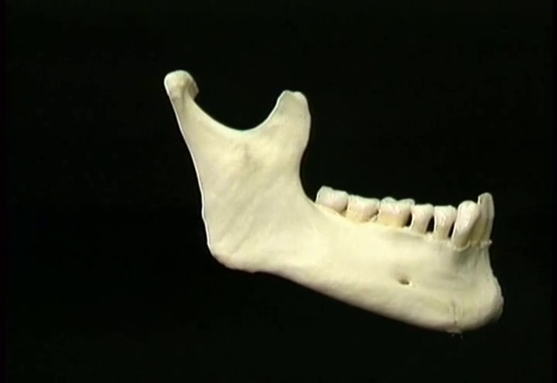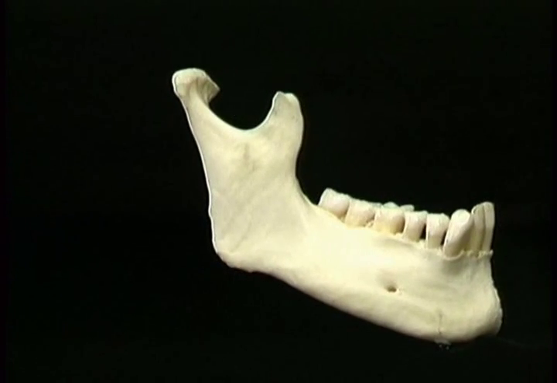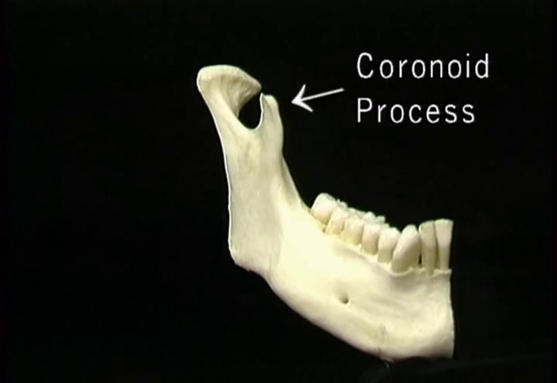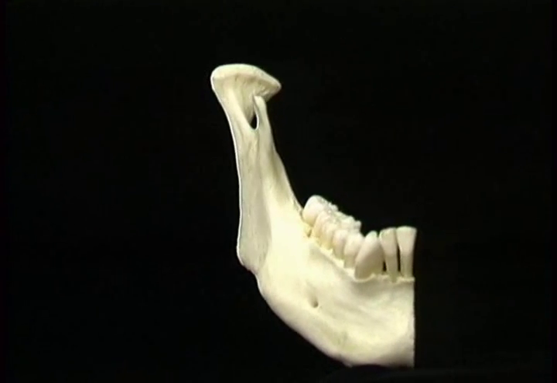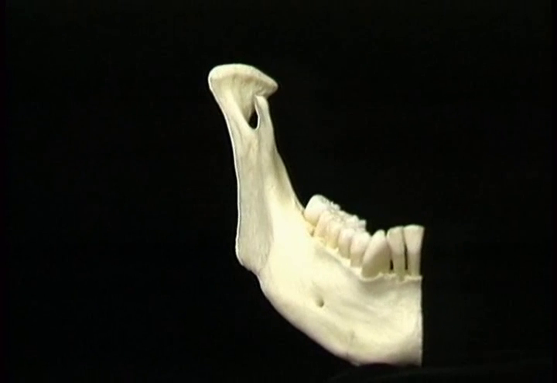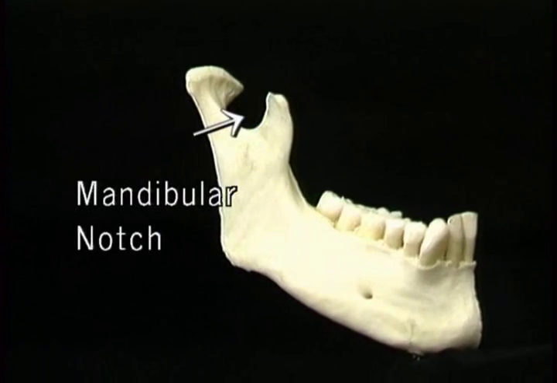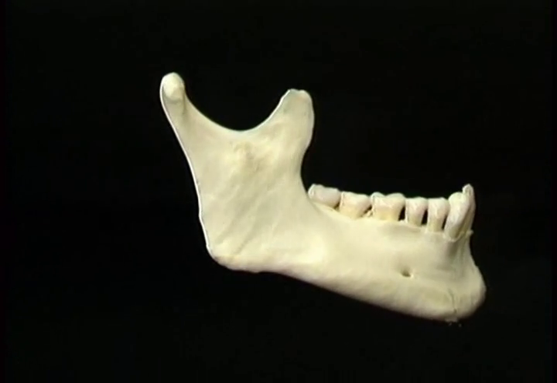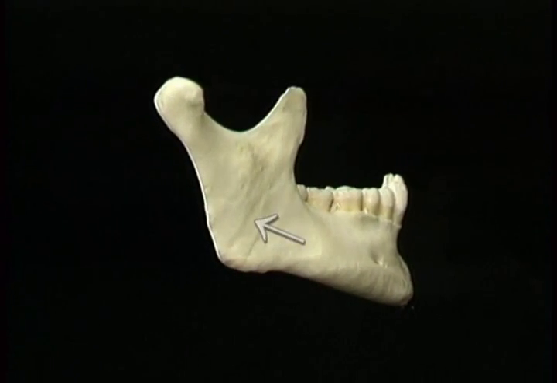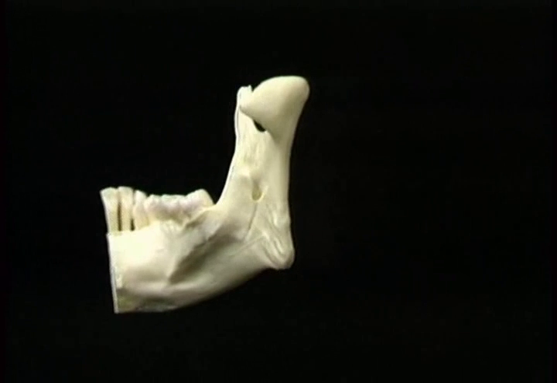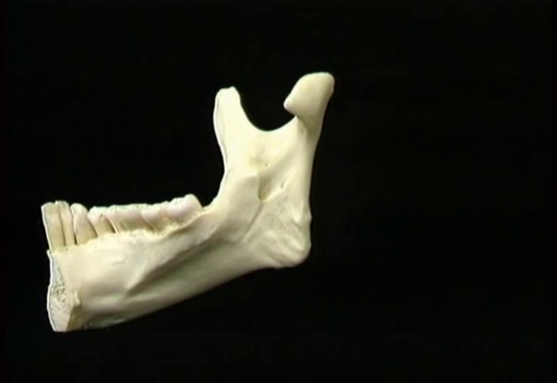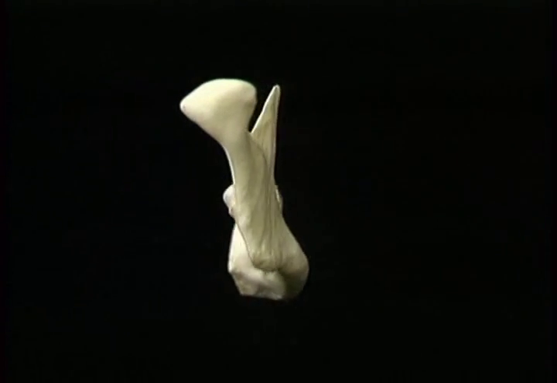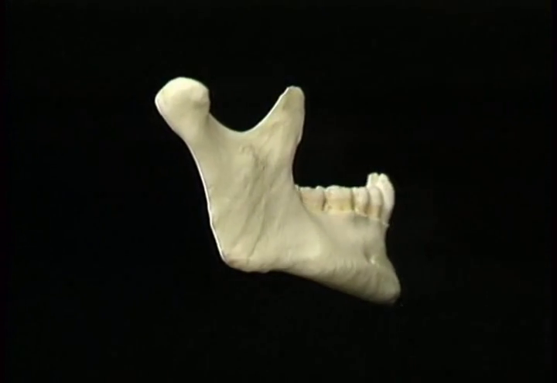The narrowing below the condyle is the neck. The sharp, slender projection in front of the condyle is the coronoid process, a major muscle attachment, as we'll see. The dip between the coronoid process and the condyle is the mandibular notch. The angle of the mandible is roughened on the outside and on the inside by the insertions of a matching pair of muscles, the medial pterygoid on the inside and the masseter on the outside, which we'll see shortly.